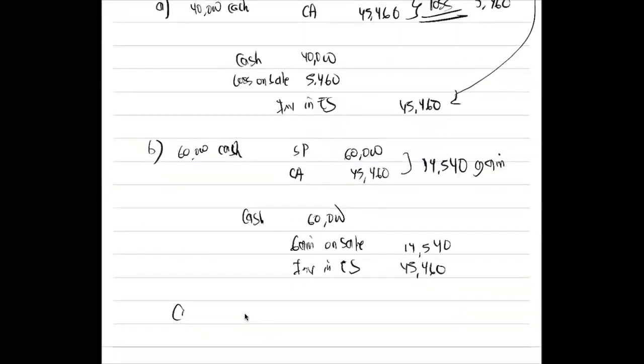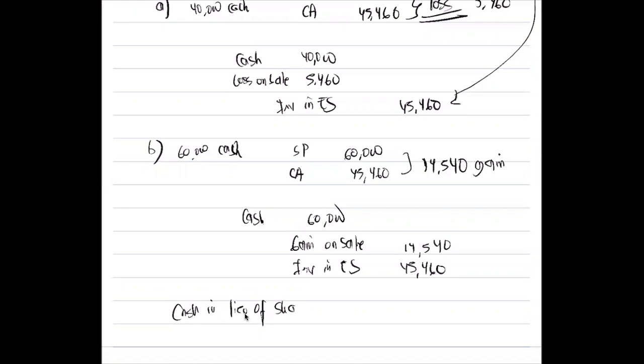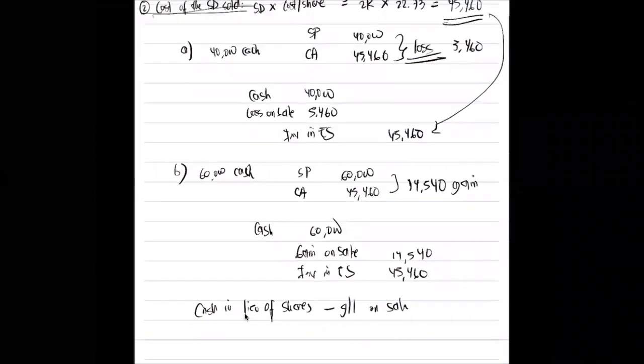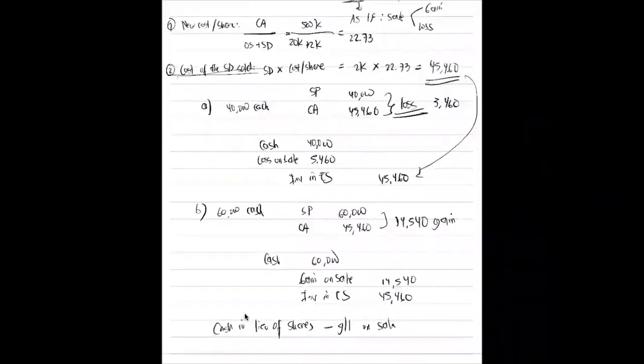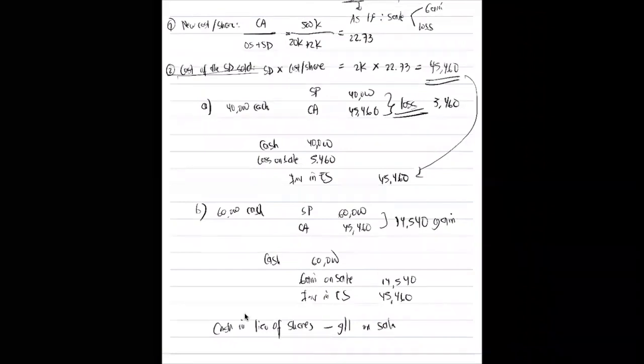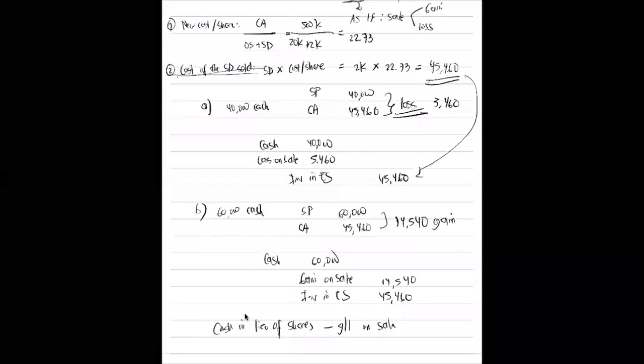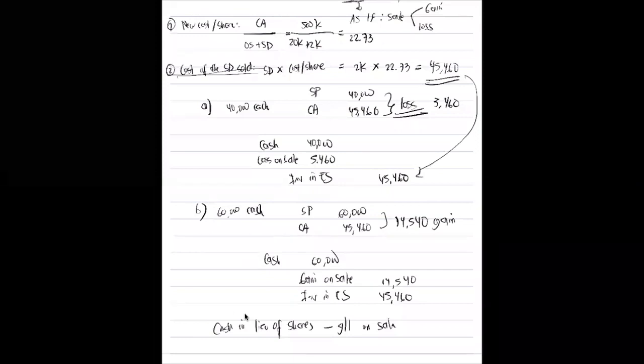Okay, so take note, if that is a cash in lieu of shares, we have a gain or loss on sale. To compute for the gain or loss on sale, again, first we compute for the new cost per share, and then we compute for the cost of the stock dividend sold. Then we compare that cost or carrying amount to the selling price or the purchase price.